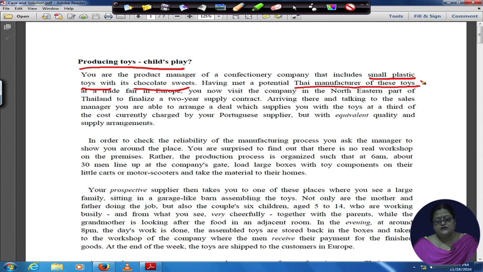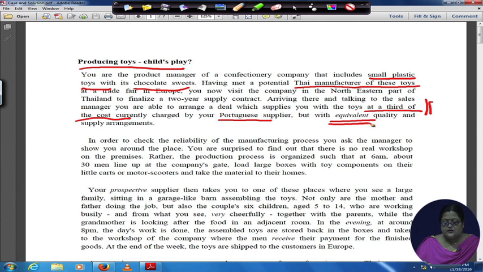What you have done is arrange a deal which supplies you with the toys at a third of the cost currently charged by your Portuguese supplier. So you are getting it at a third of the cost, but it talks of an equivalent quality. It's not talking of the same quality, but an equivalent quality and supply arrangements. Your trigger should be that it's an equivalent quality.